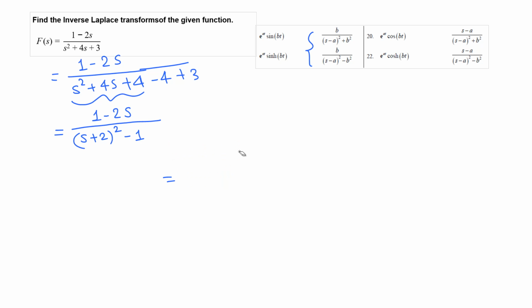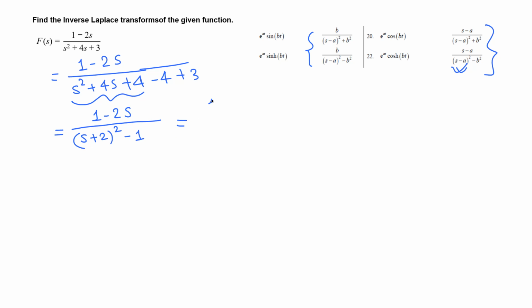At least the bottom is now good. The bottom is (s plus 2) squared minus 1 squared. We can write s minus negative 2, squared. So a is negative 2 and b is 1. Now the top, since we have s, we have to make it one of these two, the bottom one with minus. So s minus a, that means we have to have s plus 2.